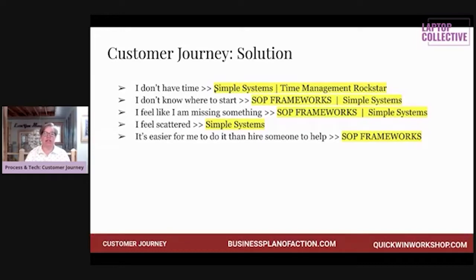The solution then that I offer, the product that I offer is simple systems, right? I don't have time for that. What is my core focus this 30 days is to get you back your time. I specifically ask you that in the video ask. And I could get even more granular: I don't have time. I'll give you back your time with Time Management Rockstar, because when you start to understand your time, you're going to manage it differently.